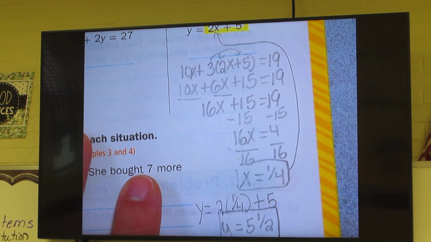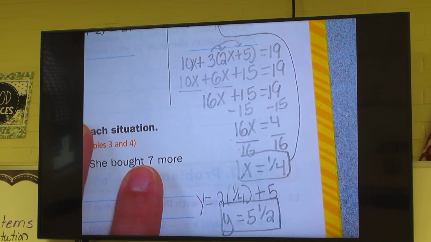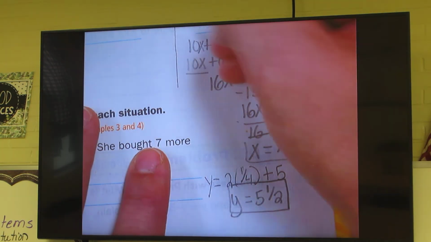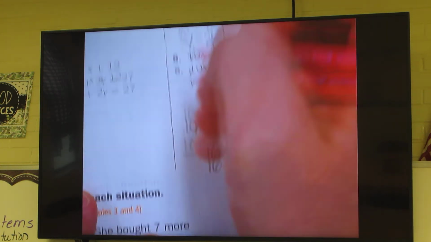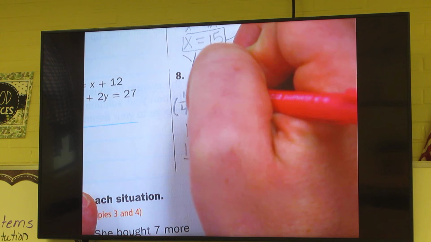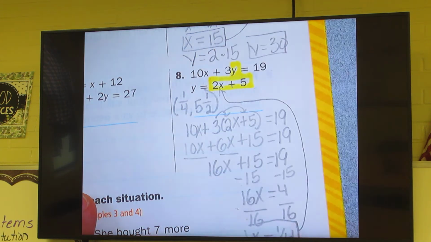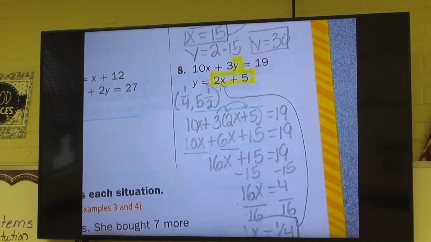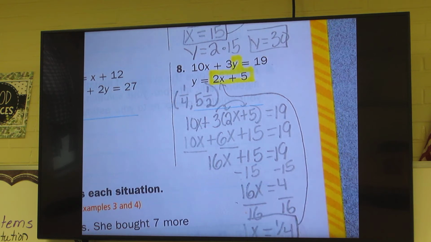So when we put this into our parentheses, I'm going to scoot up to my answer blank. I'm going to write 1/4, comma, 5.5 will be my answer. Okay. So it's okay to get decimals, it's okay to get fractions.